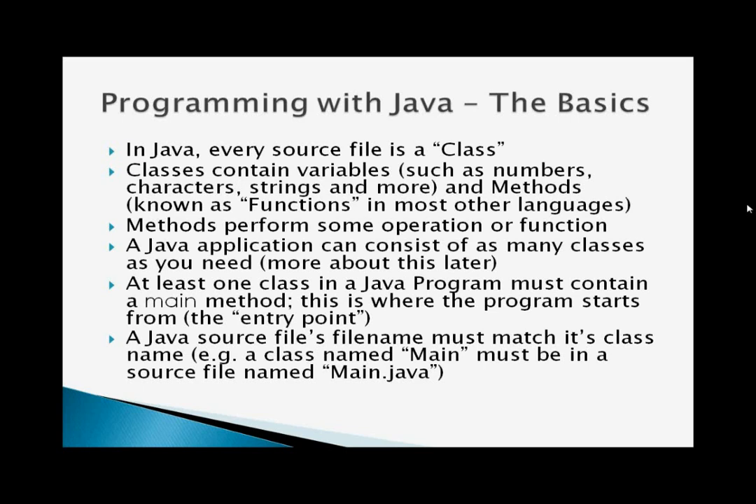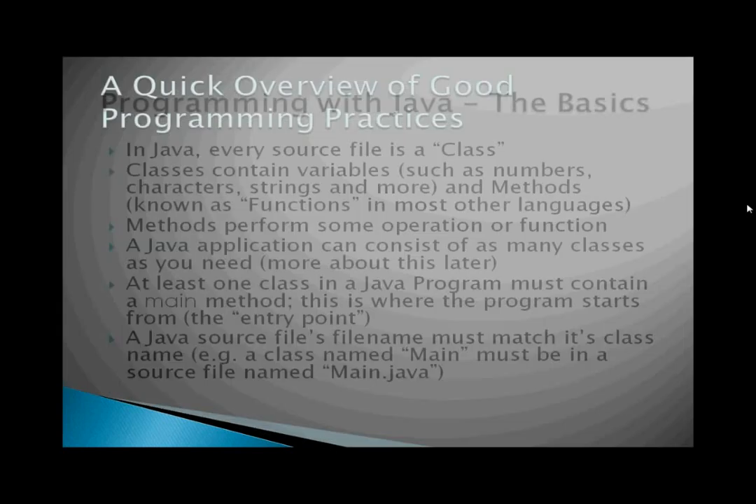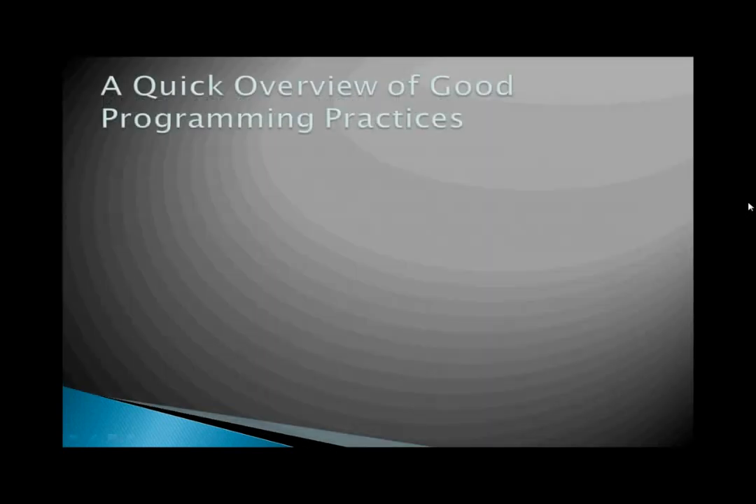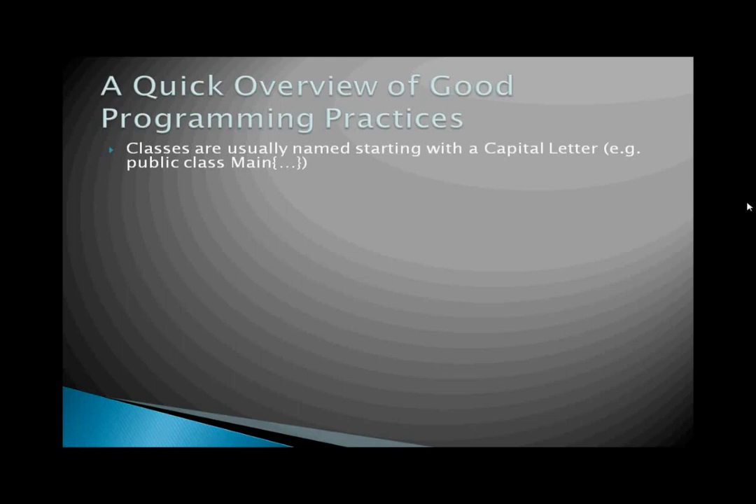So, a brief overview of good programming practices. There's a lot written on this subject, and we're just going to go over it very briefly to help keep your code clean and make you more efficient at programming. We normally name classes starting with a capital letter, such as your main class. The first letter is capitalized. If it's multiple words, you capitalize all the words, but you keep them in one thing with no spaces, or you can put underscores in, as we'll see in a minute.